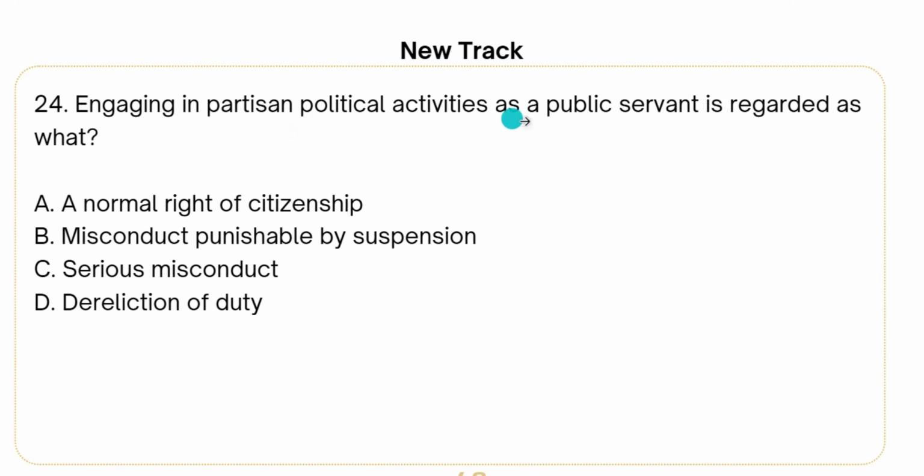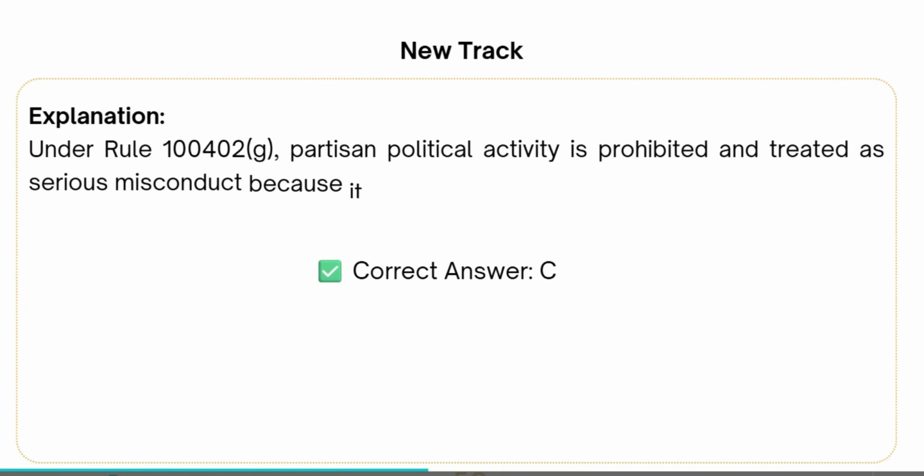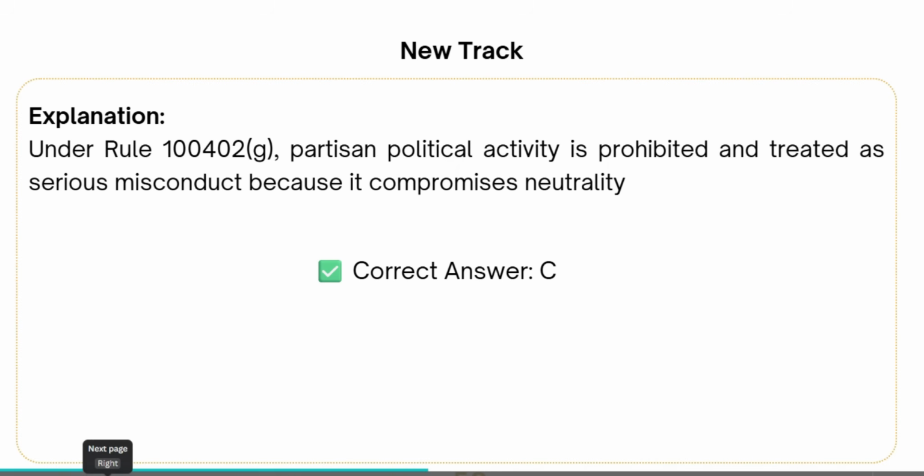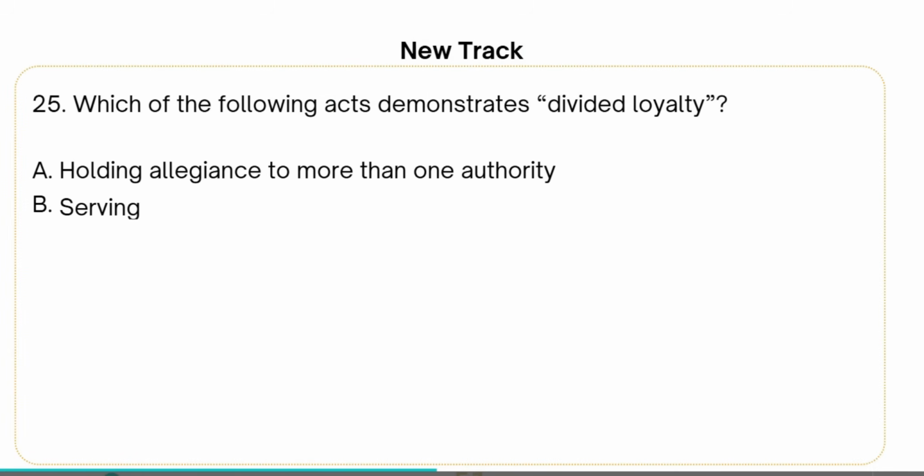So engaging in partisan political activities as a public servant is regarded as serious misconduct. This is under the Public Service Rule, Chapter 10, Section 4, Paragraph 2G. It says partisan political activity is prohibited and treated as a serious misconduct because it compromises neutrality. Option C.